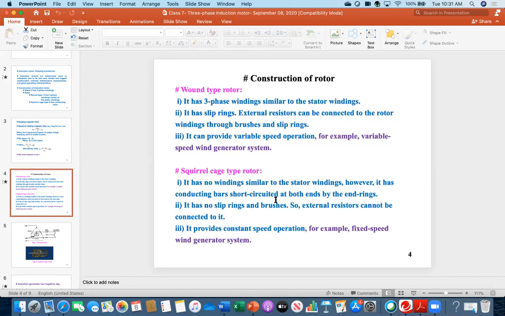Everybody, could you follow me? Yes. Yeah. So in the, sorry? Squirrel cage fixed speed generator. How? I mean, do you? I guess I'm confused. How do you know that the wind is going to be moving at a constant speed?